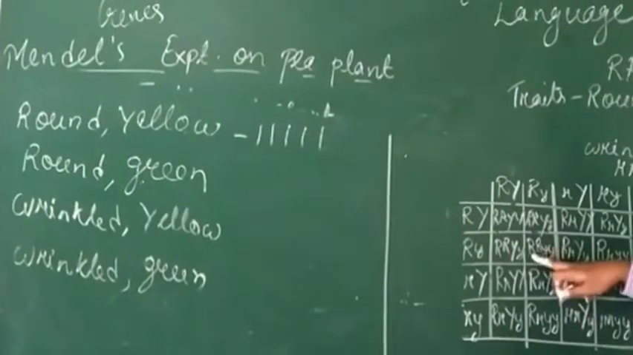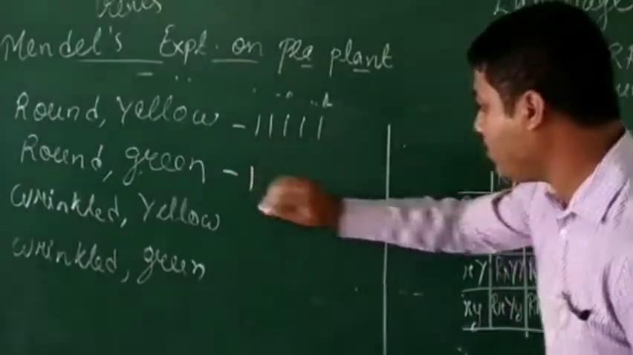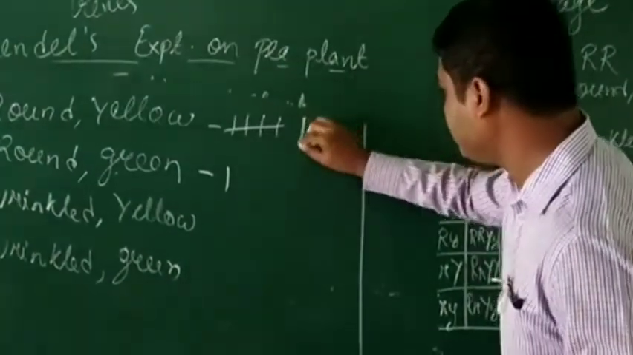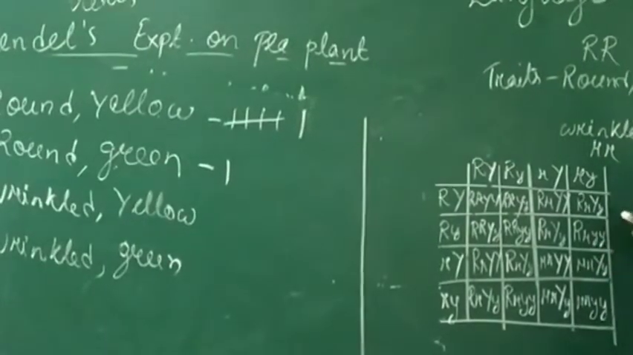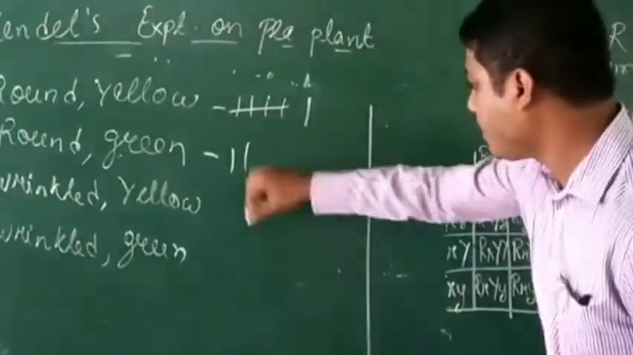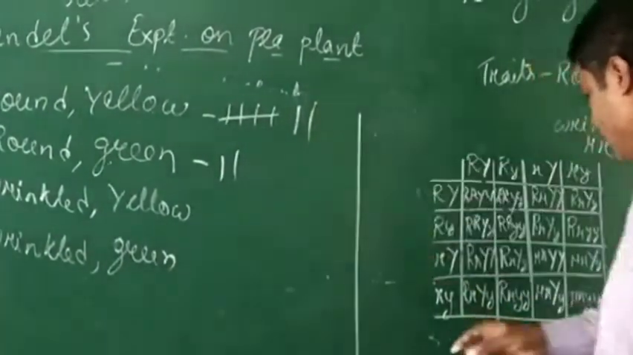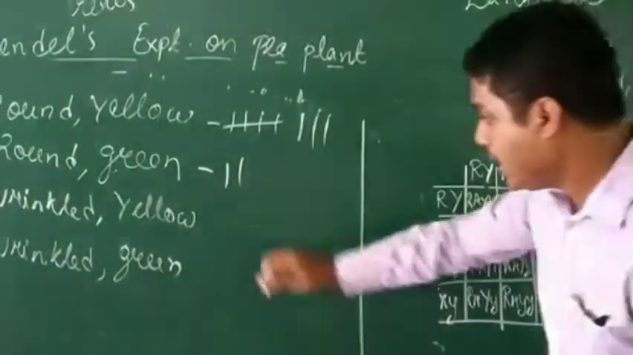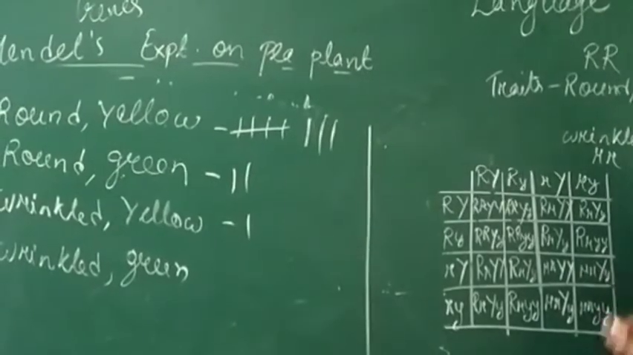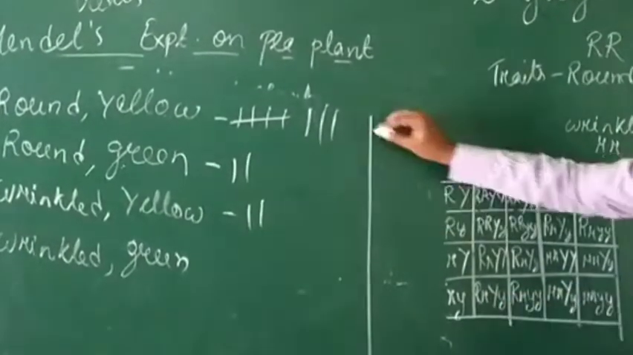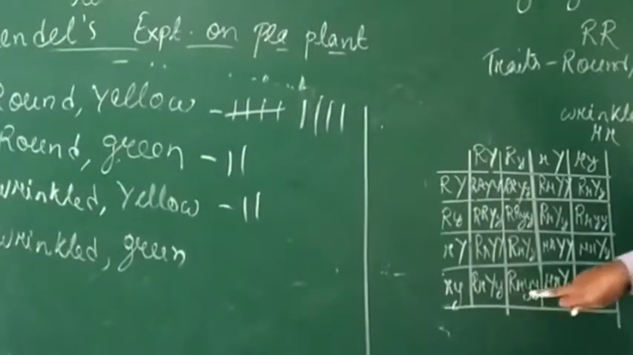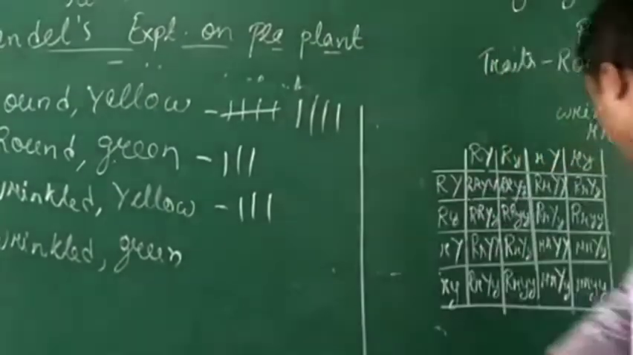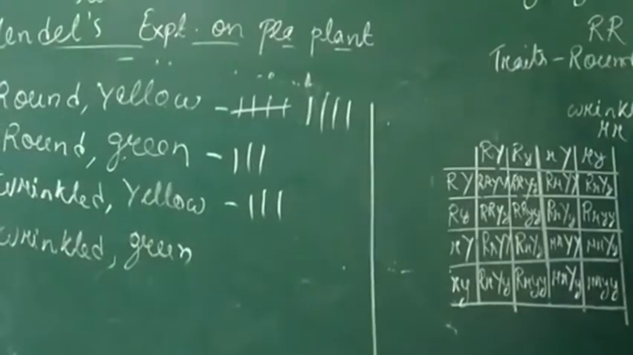This will be your round and green. So round and green I will be marking for this. Then this will be round and yellow. Okay. Then if I go to this one, this is round and green. Then this one will be round and yellow. This will again be round and yellow. Then if we consider this, this will be wrinkled and yellow. Wrinkled and yellow is this. Then this will be wrinkled and yellow 2. This will be round and yellow. This will be round and green. Round and green. This will be wrinkled and yellow. And this will be the last one. This will be wrinkled and green.